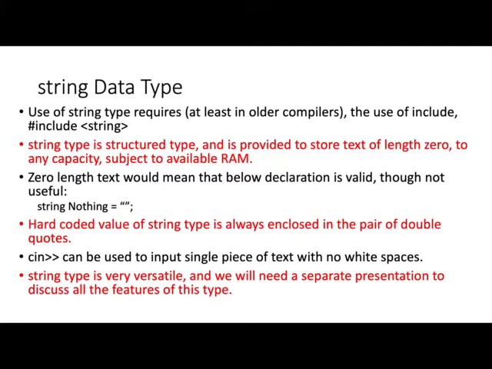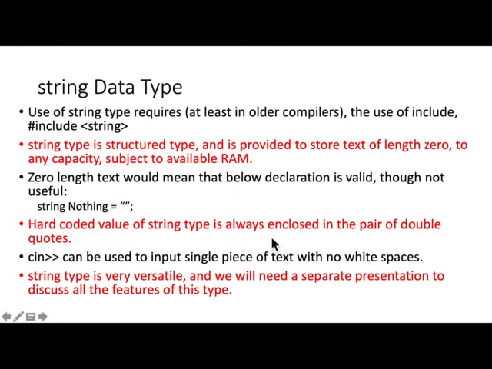A string type is a structure type and is provided to store text of length 0 to any capacity, subject to available RAM. In fact, you can store the entire Bible in one string. Zero length text would mean that the below declaration is valid, though not useful. I can say string nothing, and then I have double quotes without any space in between. That's a zero length string.